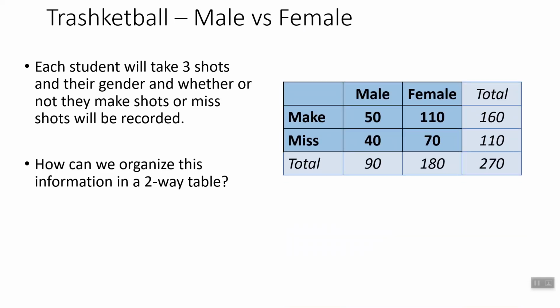All right, so this is what happened. We had males take shots, we had females take shots. We had a lot more of the lady folk in class than we do guys, and that is actually true. We do have a lot more girls on the roster than we do guys. We had guys make 50 shots and miss 40 shots, 90 total shots. The girls made 110 shots, missed 70 shots out of 180 shots. So we had a total of 270 shots taken.